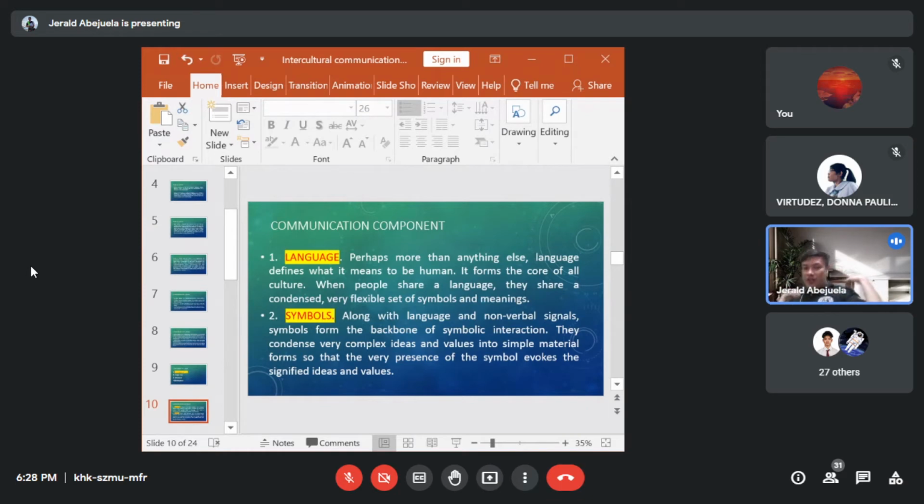Okay? Another is what we call symbols. If we say symbols, we are referring to your non-verbal. Okay, we are referring to your gestures. We're referring to your hand movements, your facial expression. Sa Pilipinas, in the Philippines, one way to show respect is sometimes we kiss the hand of the elders, or sometimes nagmamano tayo, right? But if you go to Arab countries or you go to Saudi Arabia, you hold the hand of an elderly or you hold the hand of a person, that would already mean different, right?